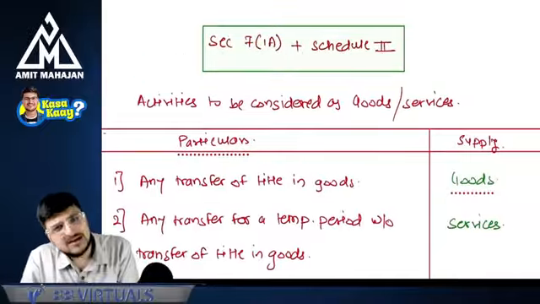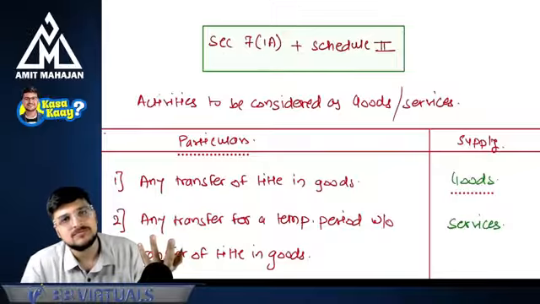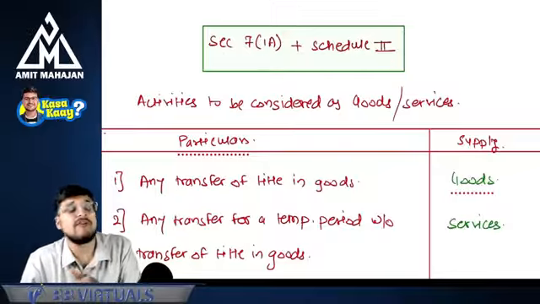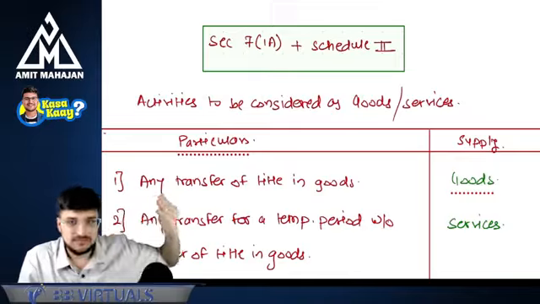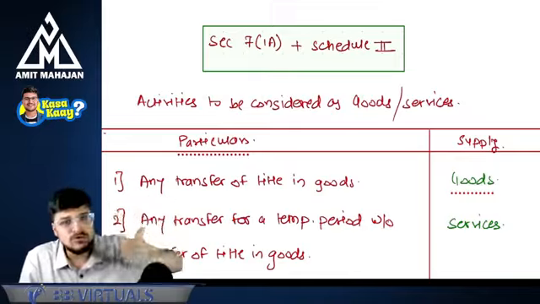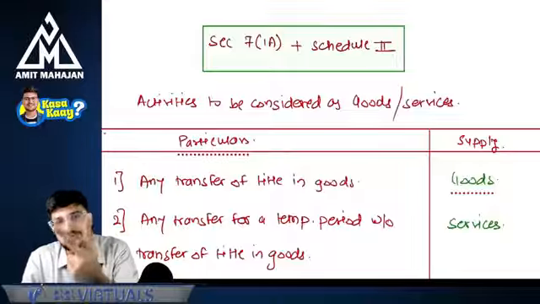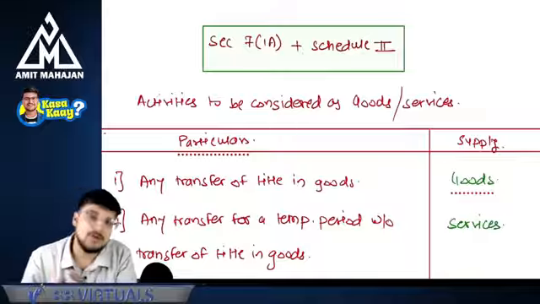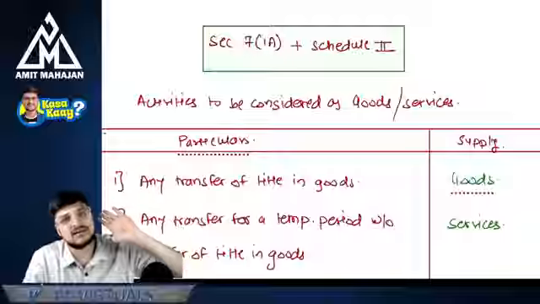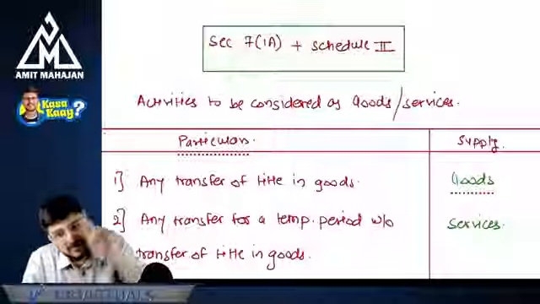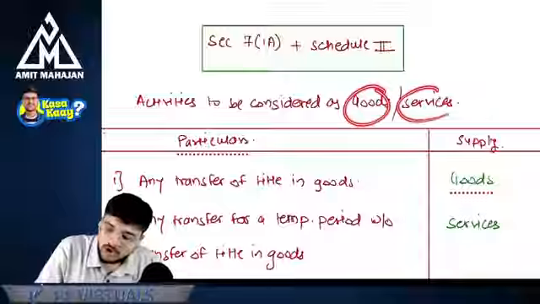Sir, whether it is goods or whether it is services, anyways, GST is applicable in both, no? Then why are we determining whether it is goods or services? Because you will see in further chapters that the treatment of goods and treatment of services are different. Specifically in case of two chapters. Number one, time of supply, and number two, place of supply. Time of supply in case of goods is different. Time of supply in case of services is different. Place of supply in case of goods is different. Place of supply in case of services is different. And that's why we need to identify whether it is goods or services.